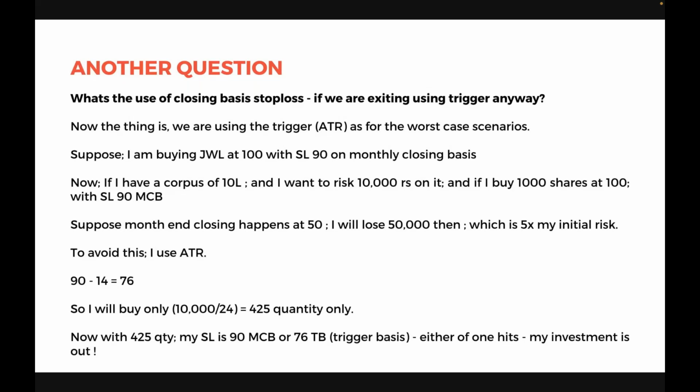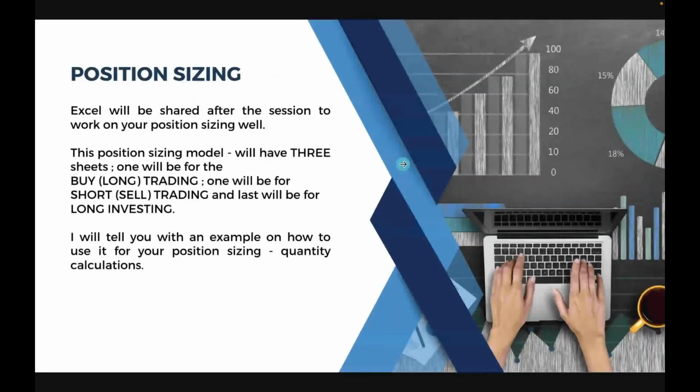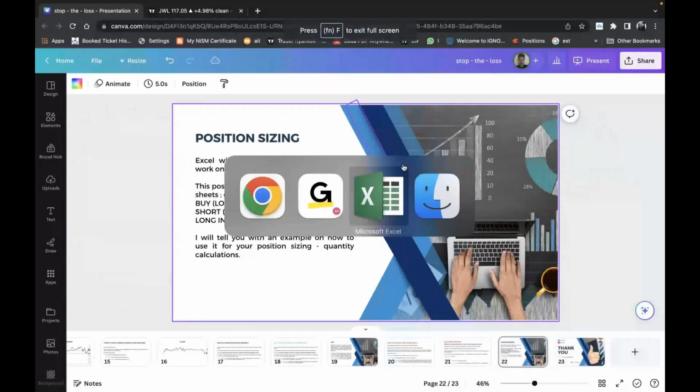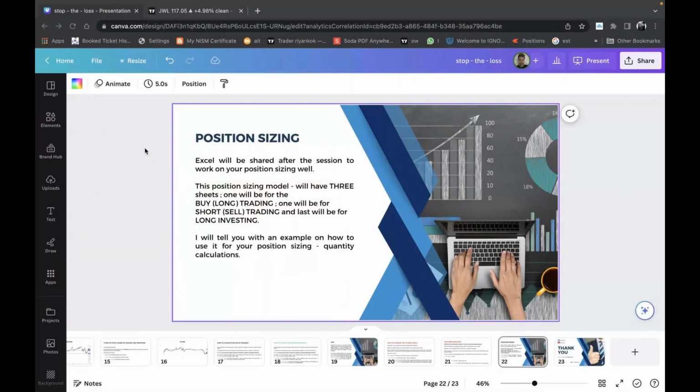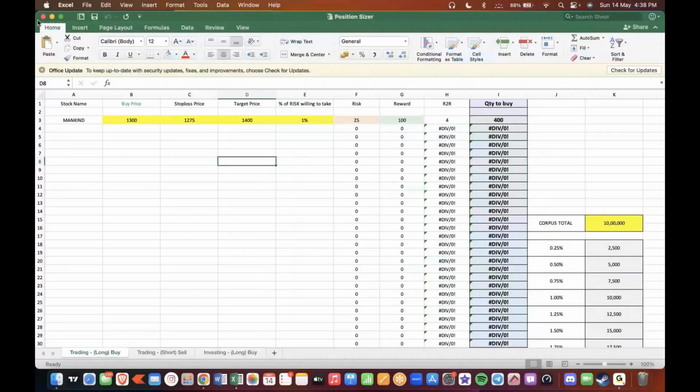For this particular thing, I have also made an Excel file for everyone. Okay, I made this Excel file today just for the sake of easier understanding of everyone. So let me open this Excel file once, and I will just show you how you can use this Excel file very very quickly. So this Excel file is named position sizer, which is right here. I have made 3 sheets on this Excel file.